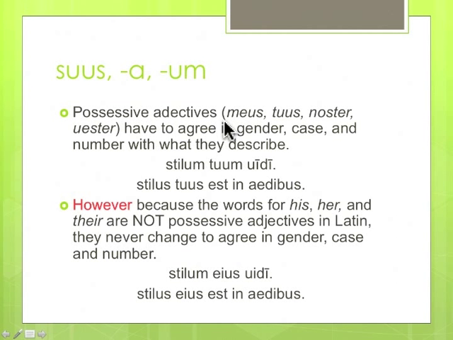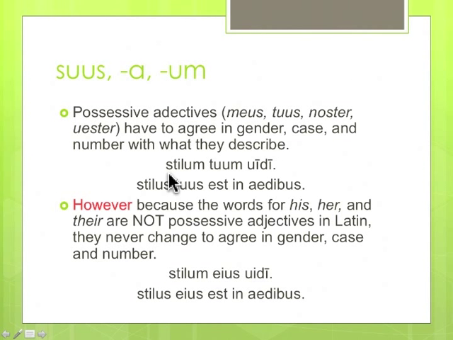Now, possessive adjectives, that is meus, mea, meum, tuus, tua, tuum, noster, nostra, nostrum, and vester, vestra, vestrum, have to agree in gender, case, and number with what they describe. Here's an example. This means I saw your stylus.